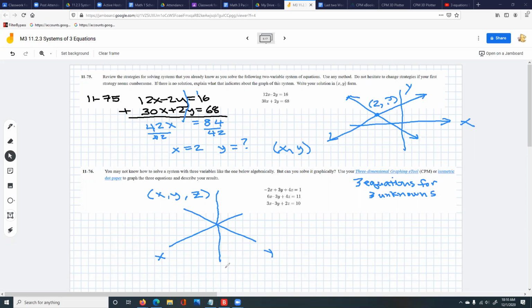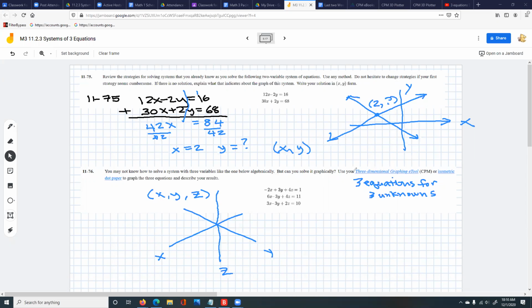And sorry, I didn't make that. So that's the z-axis, straight up and down. And it's 3-dimensional. Okay, so I'm going to show you this in another slide. Your book has this three-dimensional graphic e-tool. Click on it, use it, play with it.